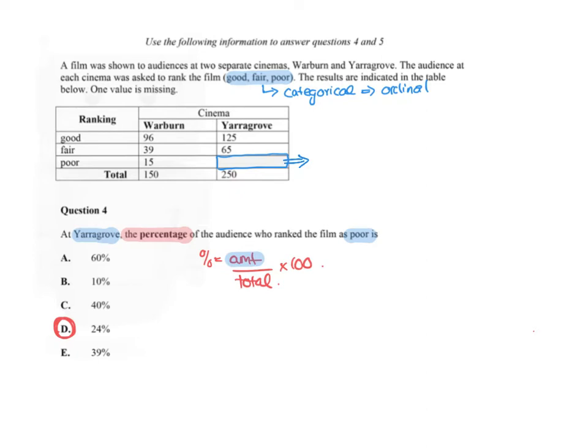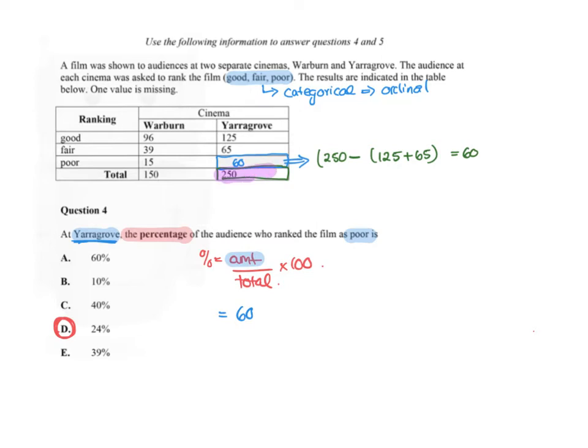Yeah. So we can see the total is 250. So I know that this one must be 250 minus the other 2 added together. So I get 60. So we found out this is 60. So this is my amount over. Now they're only talking about Yarra Grove.